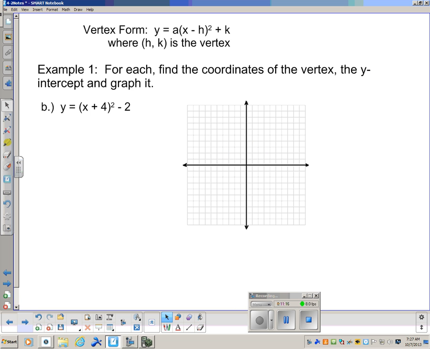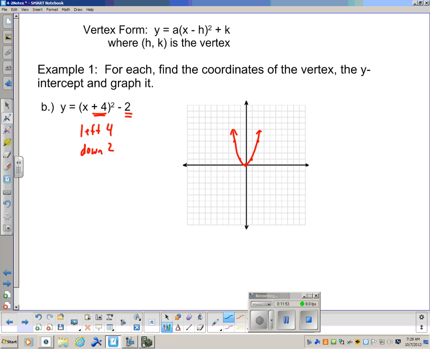Let's look at another one here. It says, for each, find the coordinates of the vertex, the y-intercept, and graph it. So this time here, you've got a +4 in here. So we know that moves it left 4. And on the outside here, we have a -2. So we know that moves it down 2 from our patterns from before. So if we want to graph our parent function, 0, 0, 1, 1, 2, 4, -1, 1, -2, 4. So that's what we did on the very first slide. We graphed out that. Now we're going to move everything. So we're going to move every point there, left 4 and down 2.